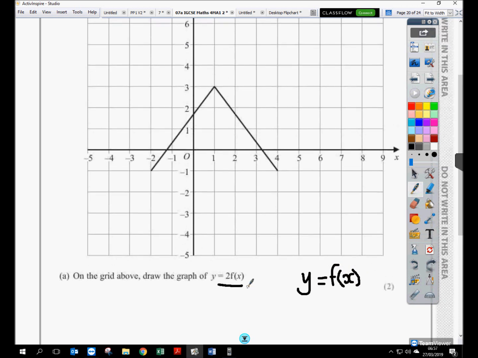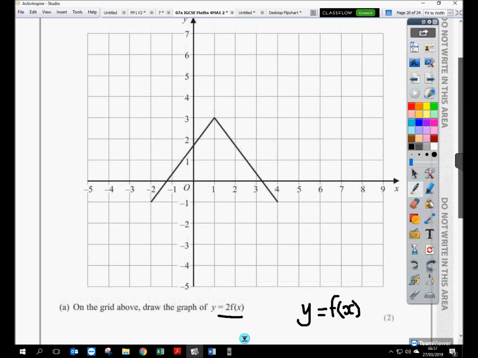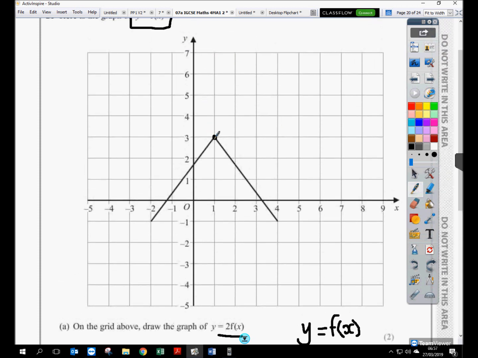What does it tell you to do in part 10? It says, draw the graph of 2f of x. So what are you multiplying by 2? Multiplying f of x by 2. But what's f of x? F of x is y, so you multiply your y by 2. So let's take a look at some of these key coordinates. Quick key points on the graph.